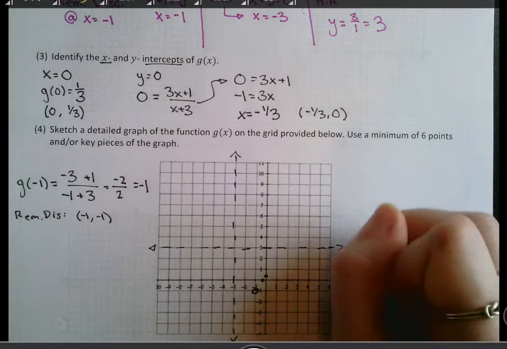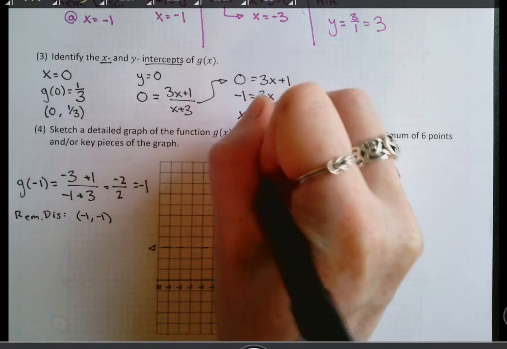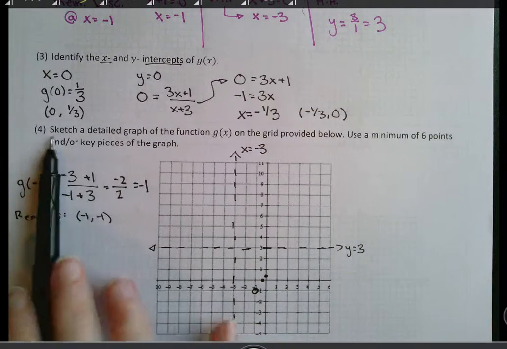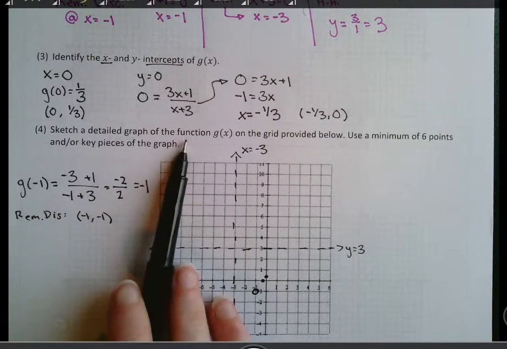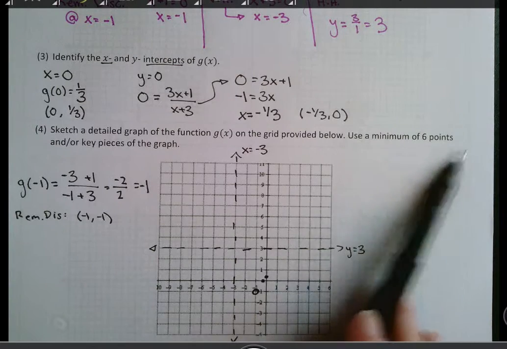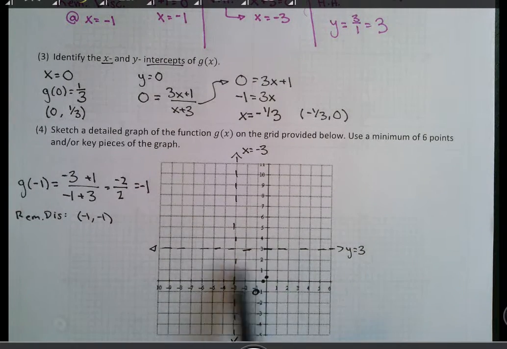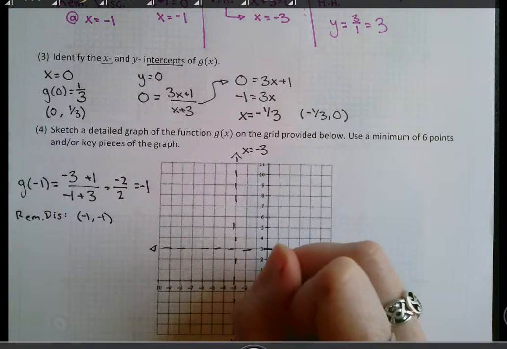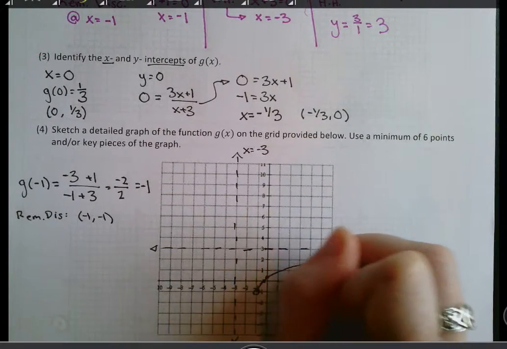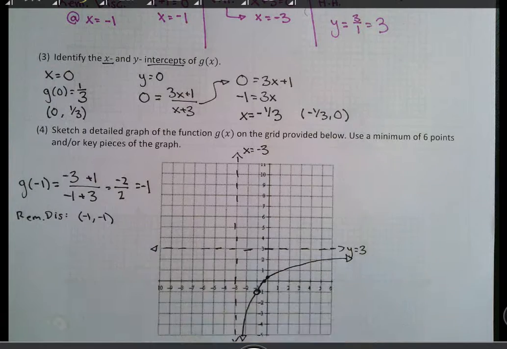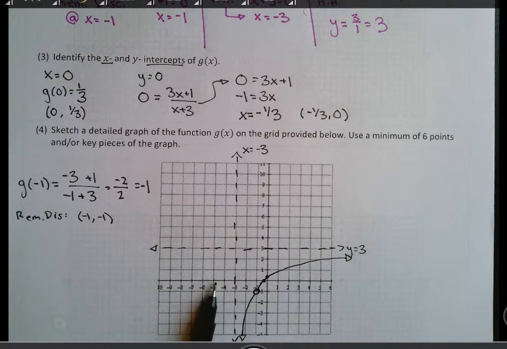So we have our horizontal, we have our vertical, but we still need a few other points because it's saying, hey, you need to sketch a detailed graph of the function using a minimum of 6 points or key pieces of information on the graph. Well, we have 3 points and 2 asymptotes. And these 3 points over here give me a pretty good idea that my graph's going up and it's going to approach that asymptote. It's going to come down, approach that asymptote. That's my graph here. I need another point to tell me what's happening over on this side of my graph.